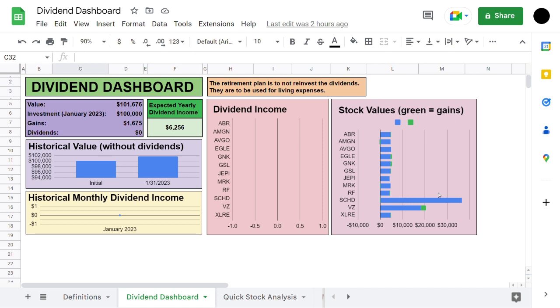I threw in some gains charts here and here, and you can see just 1 month we've already gained $1,600 plus on the stocks, but it's just 1 month, up and down. The goal isn't really to grow the stocks, although that's great if they do. The main goal is to get this dividend income to support ourselves in retirement.